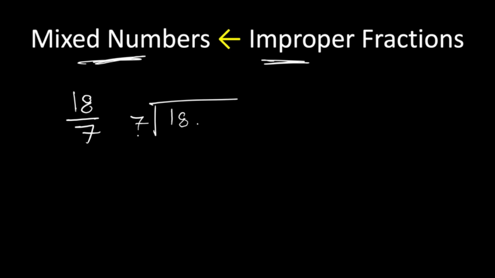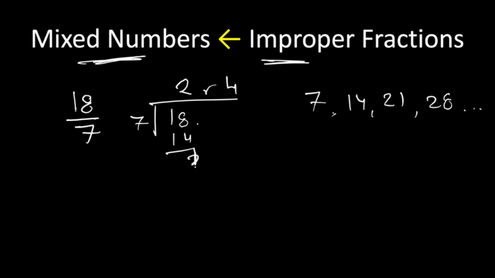So for example, how many times does 7 go into 18? You know that the 7 times table goes like this: 7, 14, 21, 28, and so on. So 14 is the lowest that can go into 18. 7 times 2 is 14. So you put 2 and then remainder 4, since 18 minus 14 is 4.